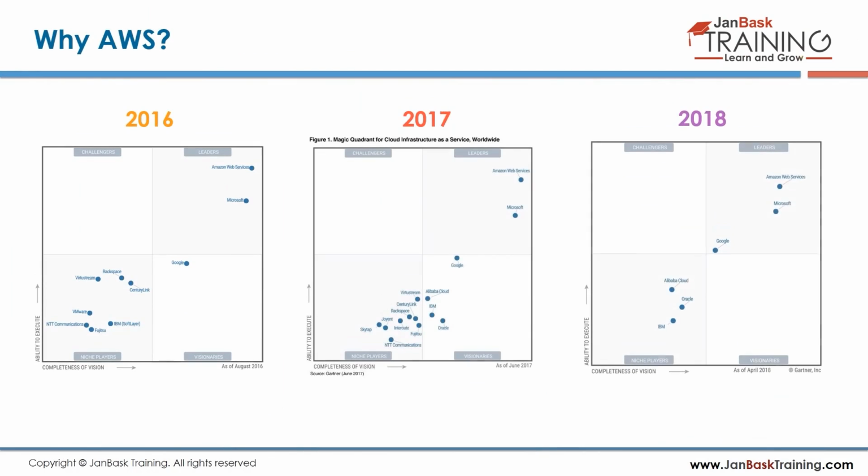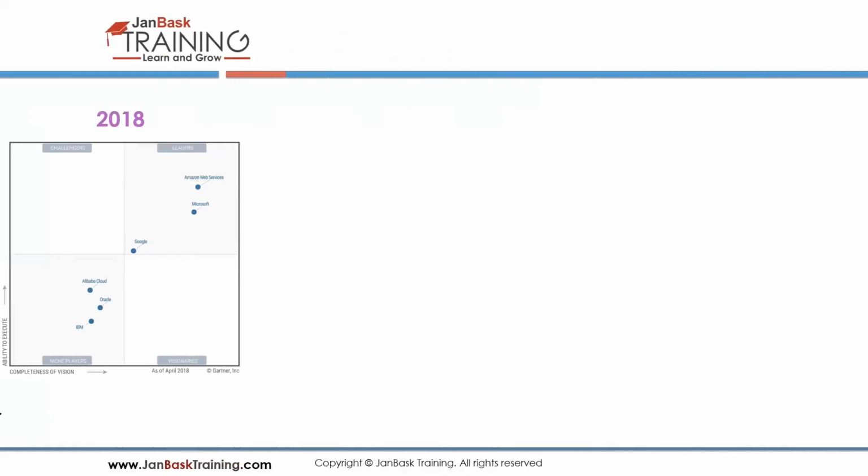So these are the quadrants. See how AWS is up there. And yeah, in 2018, AWS slipped a small part. But yes, in 2019, as I showed you earlier, it was way ahead now.